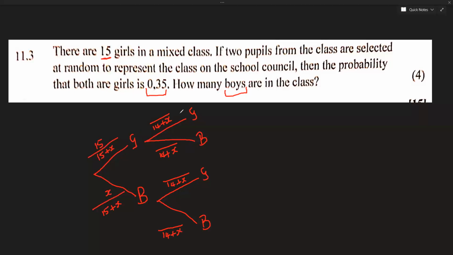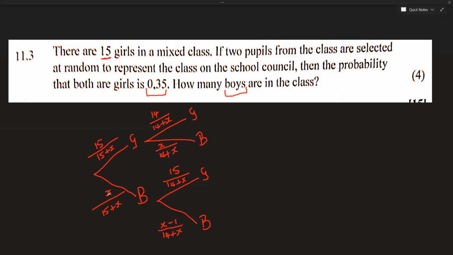Now, if we are going through this path, it means the first person who was selected is a girl. So the number of girls is going to reduce to 14, right? Then the number of boys will remain the same. Then if we're going through this path, it means the first person we selected was a boy. So the boys are going to reduce by 1. So it's x minus 1. The girls will remain the same, right? And then I'm now done completing my tree diagram, right?